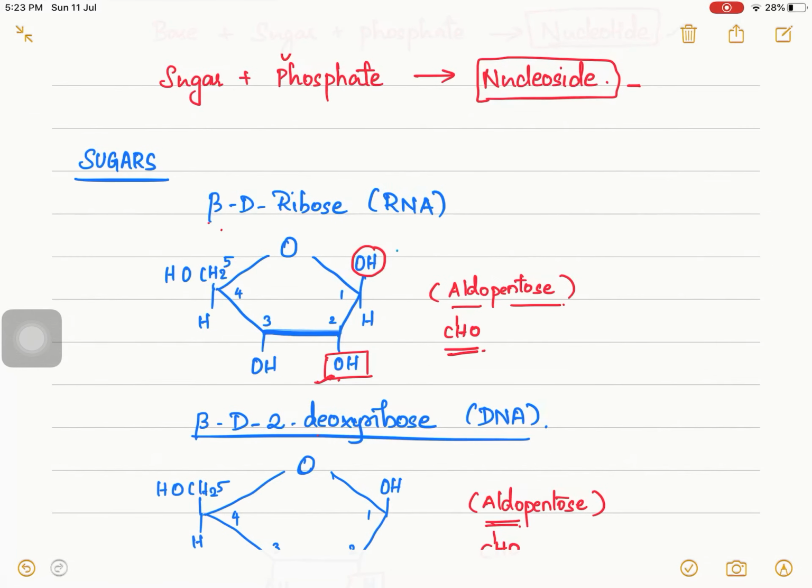We have two types of nucleic acid. One is deoxyribonucleic acid and one is ribonucleic acid. The sugar group present in RNA is beta D ribose. That is, it is a cyclopentane with an aldehyde group as the functional group. That is also called an aldopentose ring.